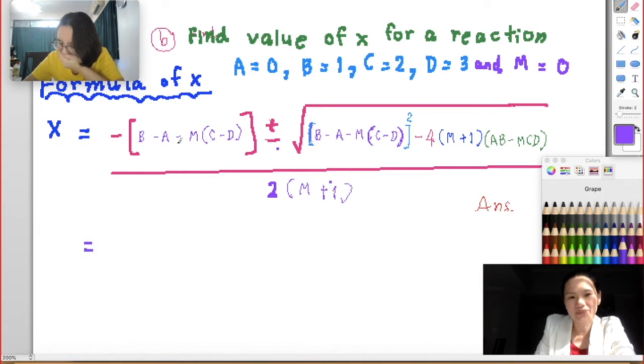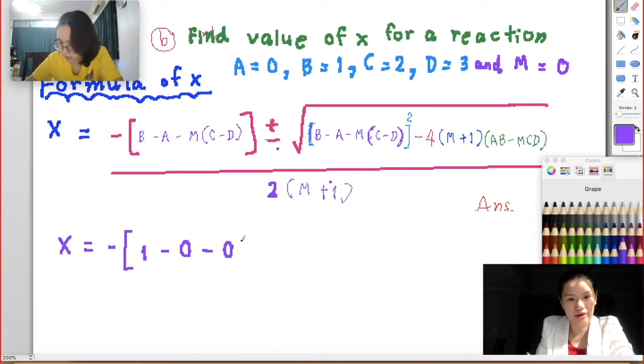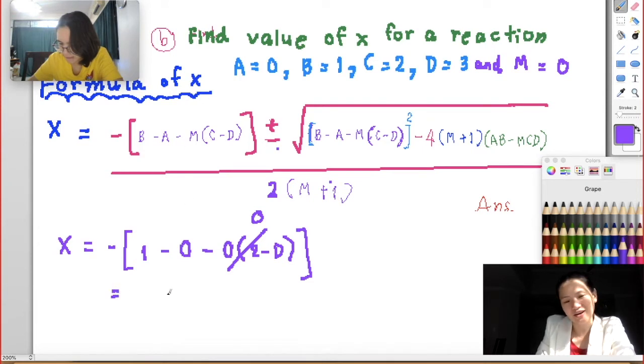Let me write down here. b is 1, x equals negative. b is 1, a is 0, minus m is 0. 0 multiplied with c minus b. From this one, I know 0 multiplied with everything tends to be 0. And 1 minus 0 is 1. So in this term, I got negative 1. Is that correct?